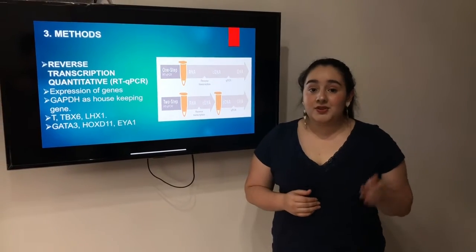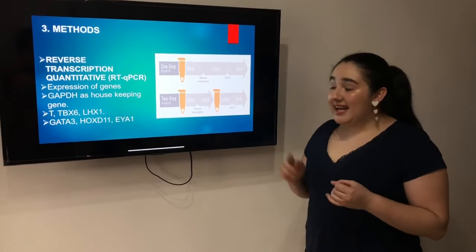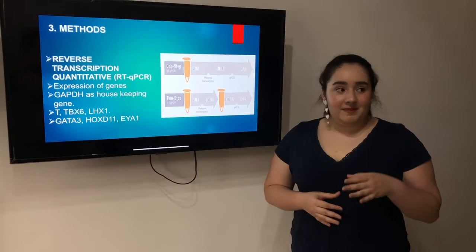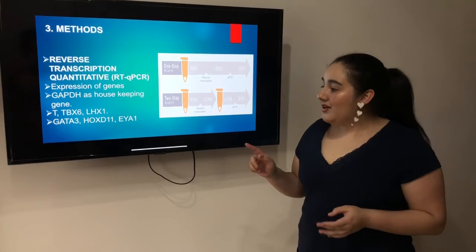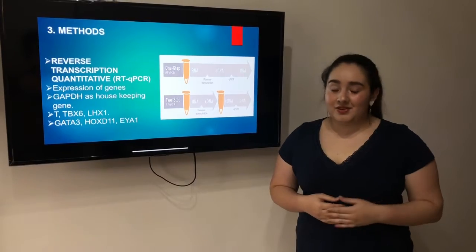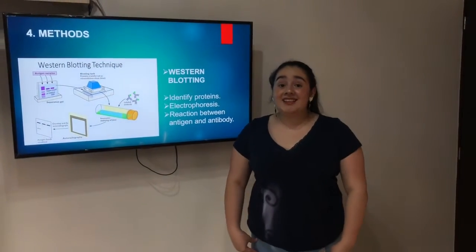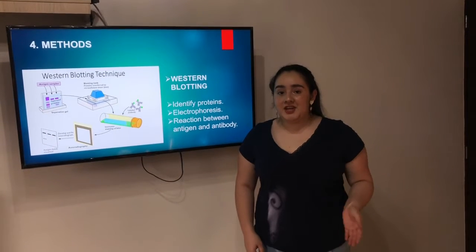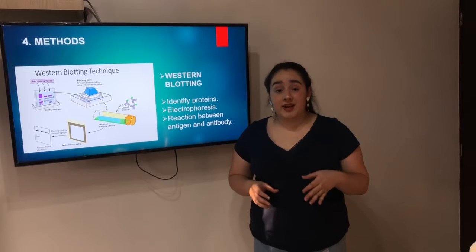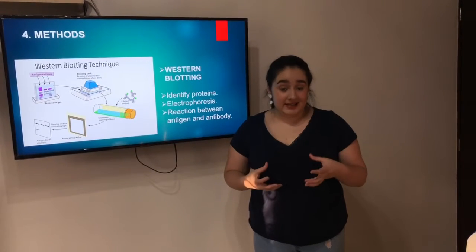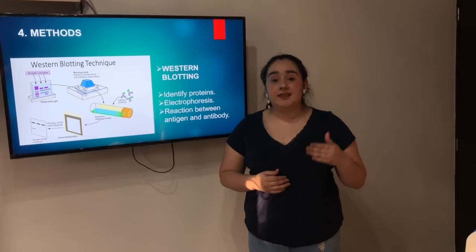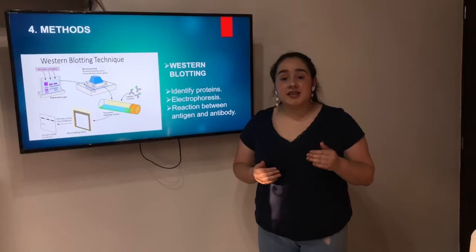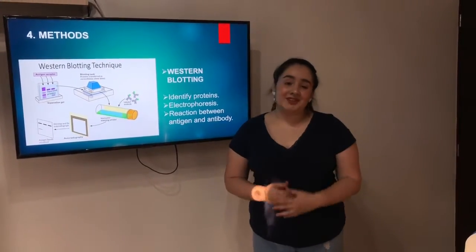In this study it was used to identify the mRNA levels of T, TBX6, and LHX1, which are molecular markers for primitive streak. Also GATA3, HOXD11, and AJA1, which are markers for mesoderm. Western blotting. This is a technique used to identify proteins by their molecular weight. It is based on a reaction between antigen and antibody and uses electrophoresis to separate the fragments by size. In this study it was used to identify the markers for renal podocyte, PODXL, and also NPHS1 and WT1 to confirm the previous result.